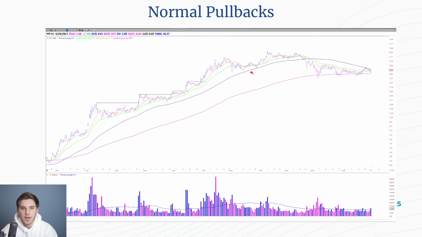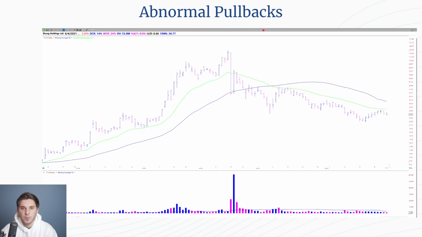And on the other hand, you've got normal pullbacks where you've got basically a drift back into the moving average on lighter volume, usually below average volume, and you're basically letting the moving average catch up by pausing the price increase. So that's the difference between normal pullbacks and abnormal pullbacks.